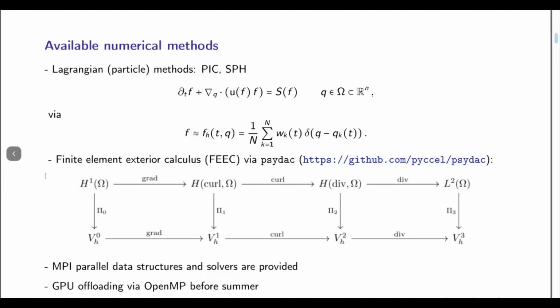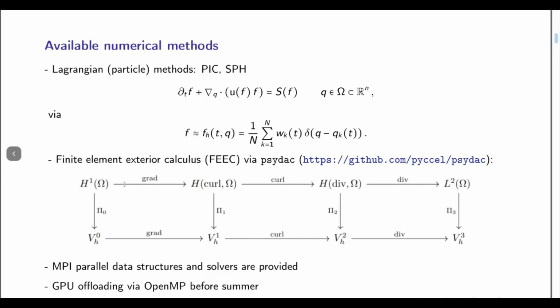The second numerical method provided within Struphy is a finite element framework, which is a sort of geometric framework called finite element exterior calculus. Therefore, we use yet another open source package. So you see, within Struphy, we already integrate open source quite actively, which is PsyDoc, also developed at Max Planck Institute. Here's the link to the repo. It's a very well-written repo that provides the finite element spaces that we can then use in Struphy.